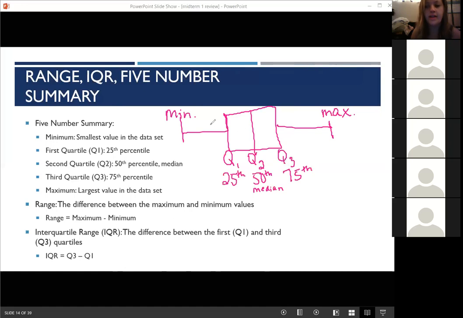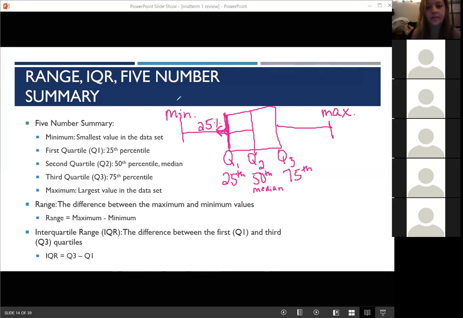So remember that each of these is representing 25% of our data. So you see here for Q1, 25% of the data lies at or below Q1. So that's why we consider it the 25th percentile. And same here with Q2, we have 50% of our data. So that's why it's 50, same thing with 75. And the max obviously technically is the 100th percentile because 100% of the data lies at or below the maximum. So that's a 5-number summary.